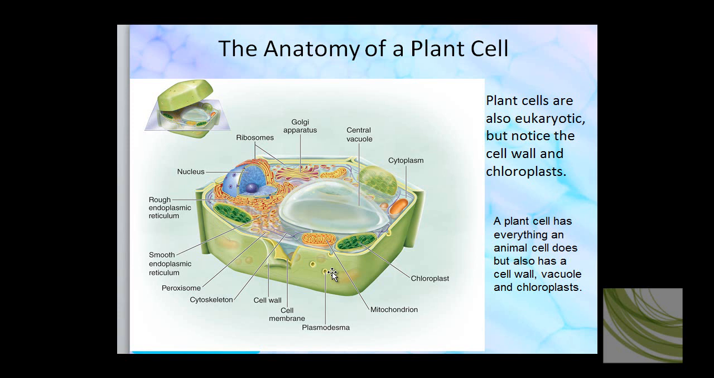A plant cell also has a vacuole, and it has chloroplasts. Chloroplasts basically take sunlight and convert it into chemical energy, which makes most plants autotrophic. And then this central vacuole has several little functions. We'll get to that in a minute. But these three things are the only differences between plant and animal cells. Plant cells actually have more things than animal cells.